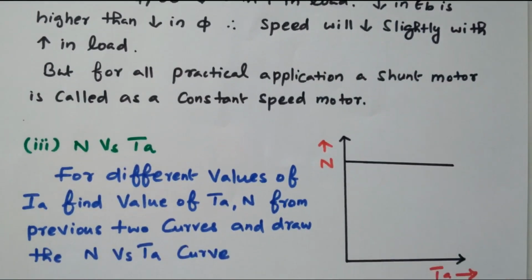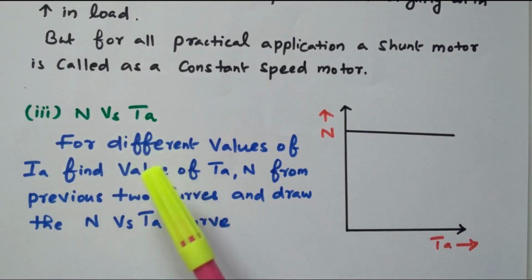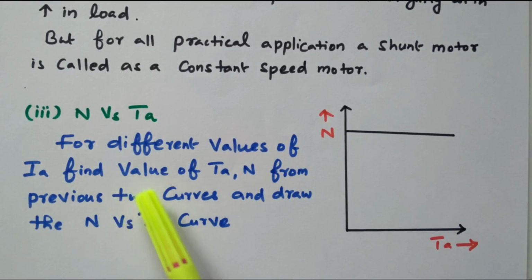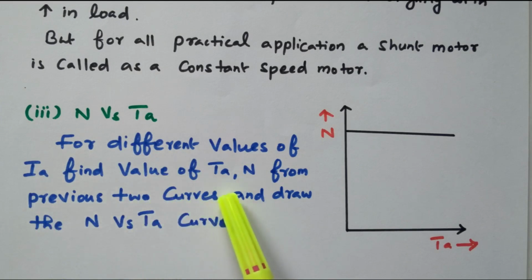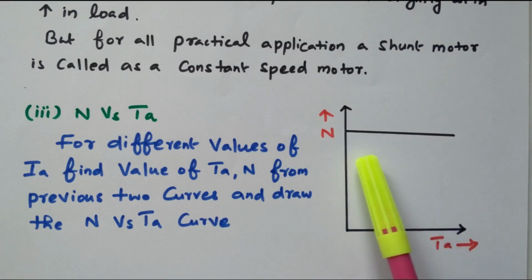Now we will go to the next characteristic, speed versus armature torque, N versus TA. This can be obtained from the previous two curves. For different values of armature current, find the value of armature torque and speed from the previous two curves, then we can draw the speed versus armature torque curve. This is also almost constant. When the armature torque increases, the speed is almost constant, with only a slight dip in the speed. This characteristic is obtained from the previous two characteristics.